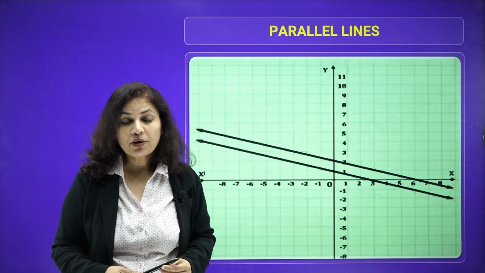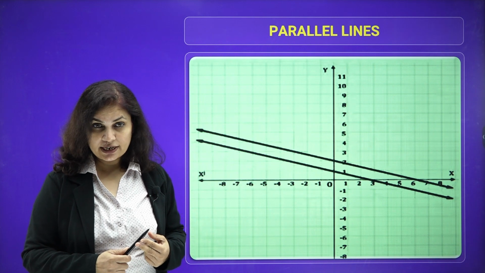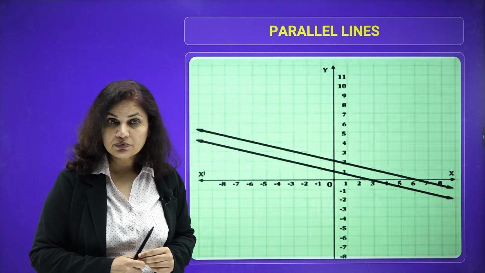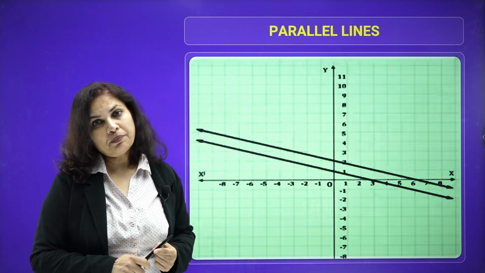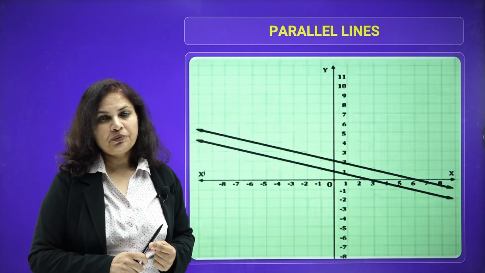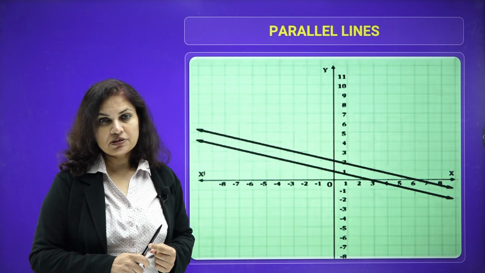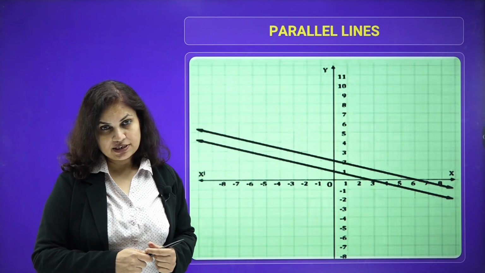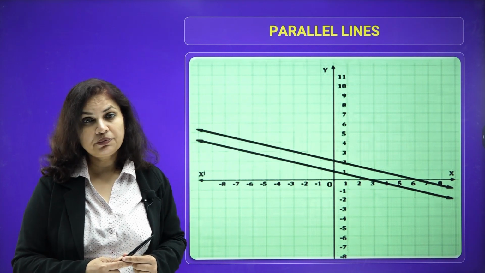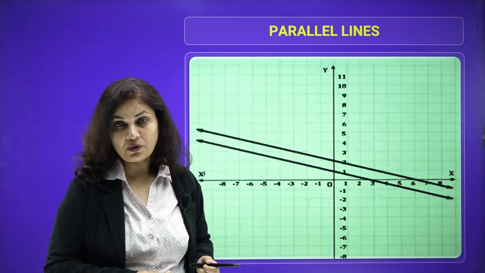So, let us recall what we have learnt. If the lines are intersecting, then A1 upon A2 is not equal to B1 upon B2. If the lines are parallel, then A1 upon A2 is equal to B1 upon B2 but not equal to C1 upon C2. On the other hand, if they are coincident, all three ratios are the same, A1 upon A2 equal to B1 upon B2 equal to C1 upon C2.